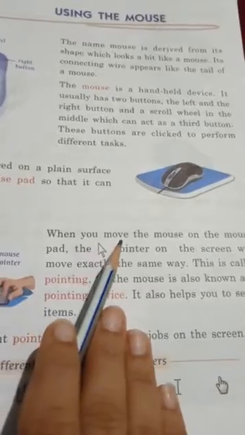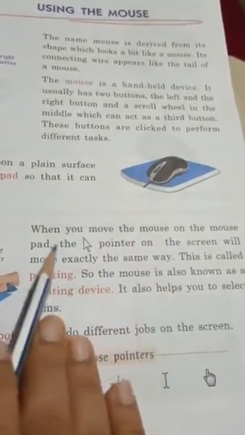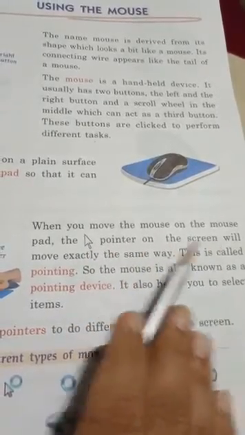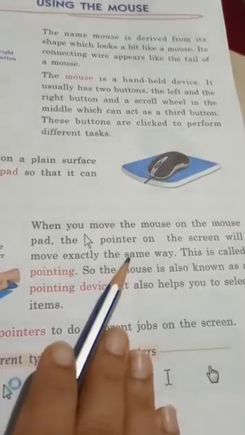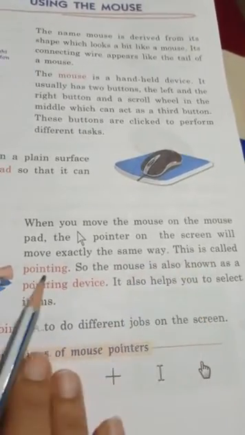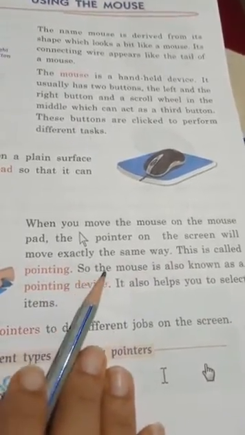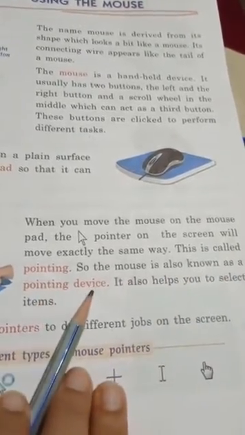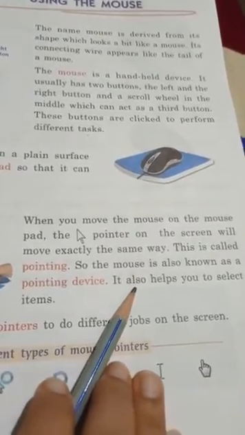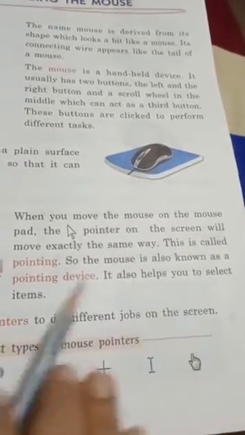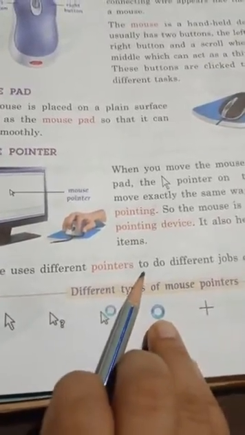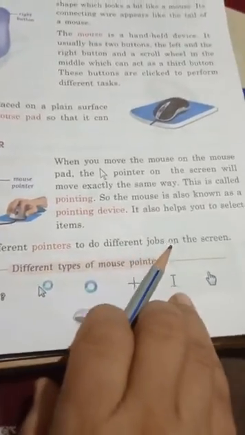When you move the mouse on the mouse pad, the pointer on the screen will move exactly the same way. This is called pointing. So the mouse is also known as a pointing device. It also helps you to select items. A mouse uses different pointers to do different jobs on the screen.